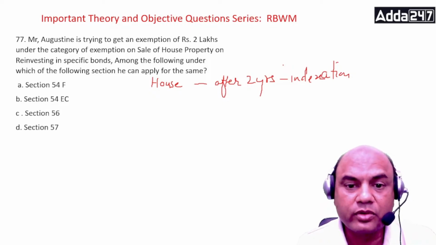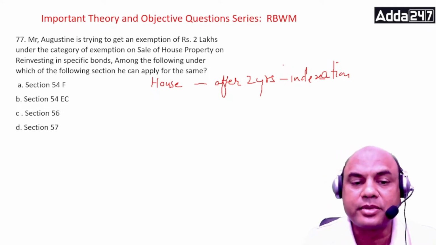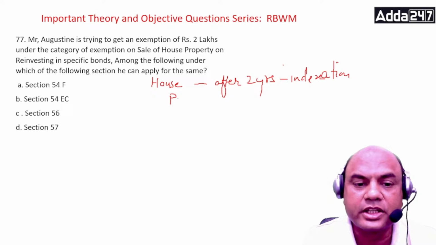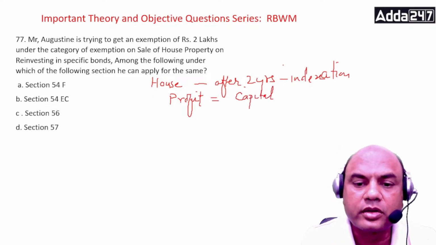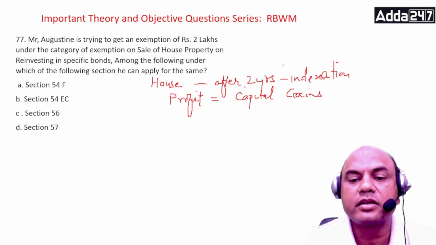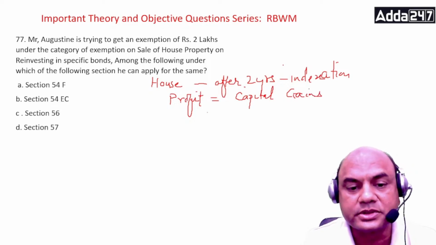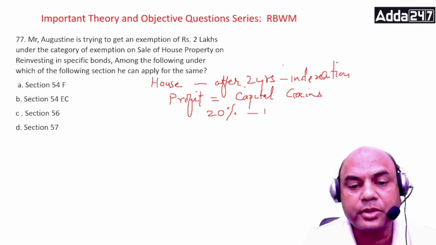So what am I doing over here? I'm selling this flat or any house, and then I'm making a profit. This profit is known as capital gains. So what do I do on this capital gains? I have to pay the capital gains tax of 20% plus GST. So this 20% tax I have to pay compulsorily.